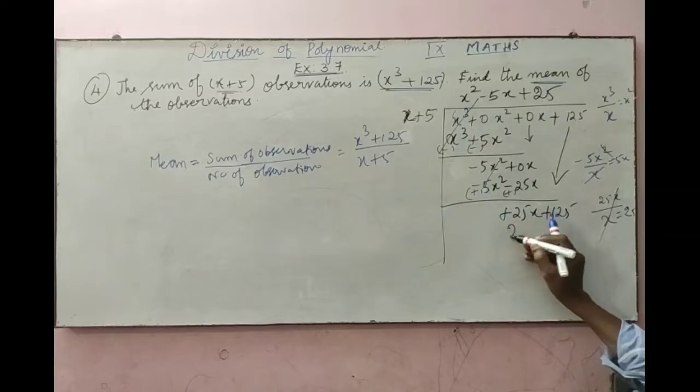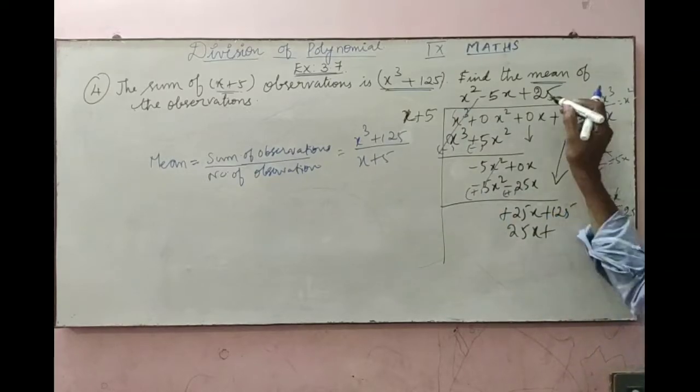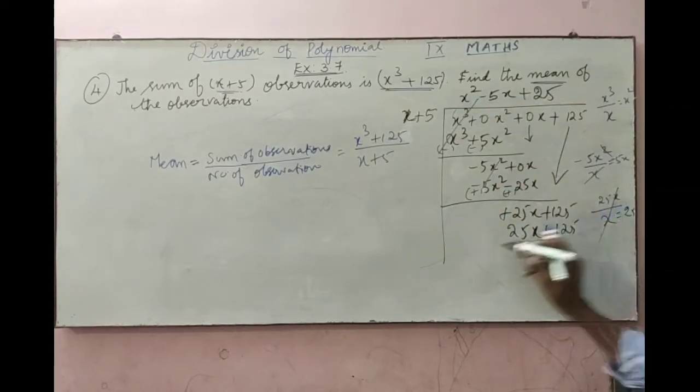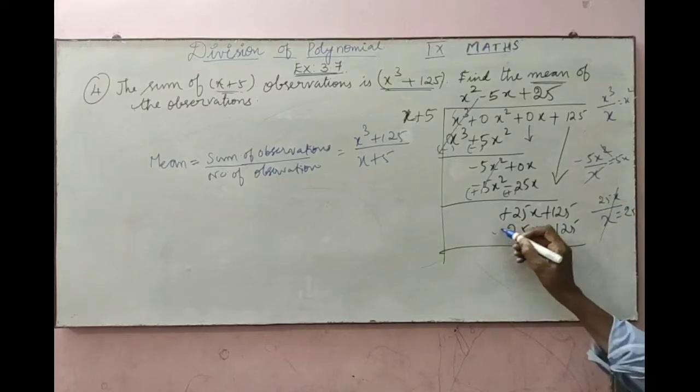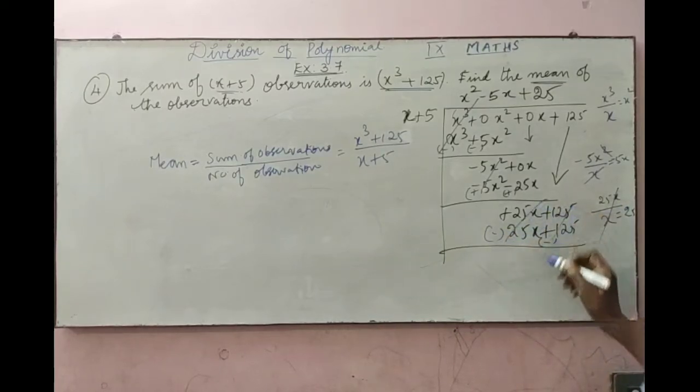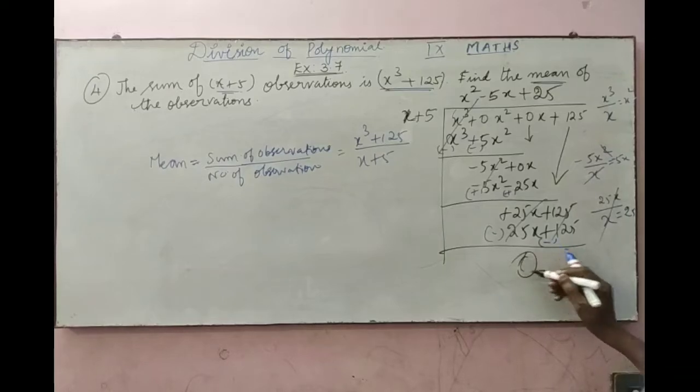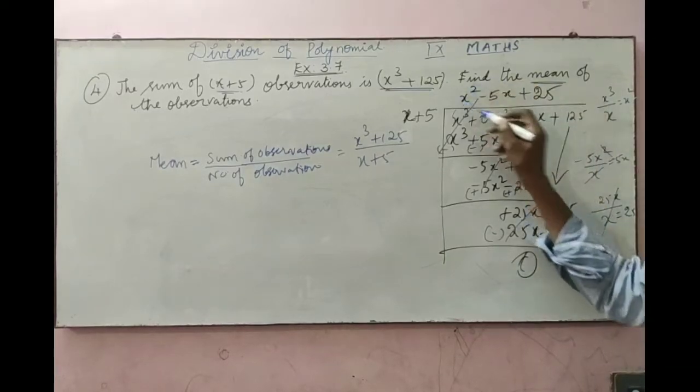25 into x gives 25x. 25 into 5 gives 125. If we change the sign, we'll get minus and minus. Both the terms get cancelled. We'll get 0 as the remainder. So this is the quotient.